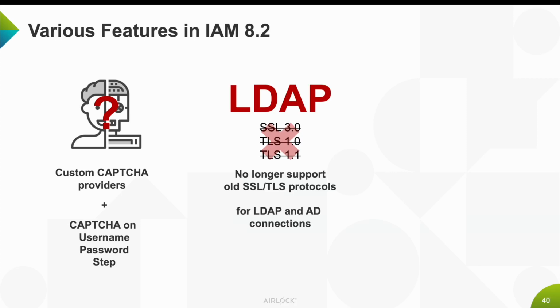Then note that we no longer support old SSL and TLS protocols, which are insecure, for LDAP connections. This is used to connect to an LDAP or an Active Directory. And if your Active Directory LDAP still uses one of the really old SSL or TLS protocols, they have to be upgraded to a new one. Without that, it won't work anymore. IAM will no longer be able to connect to them.